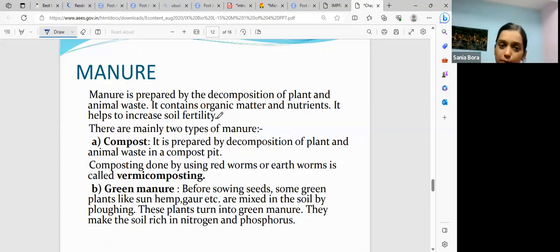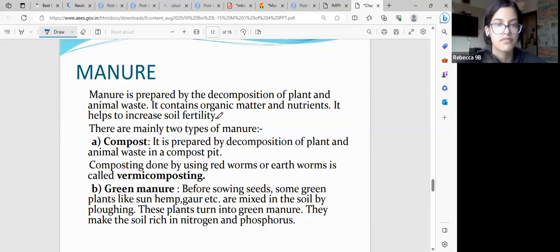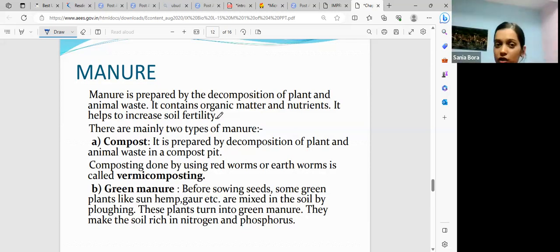Why manures are important: manures are important because they increase the soil fertility. Now, there are two types of manure. Again, the question is, what is manure? Manure is that organic matter and nutrient that increases the soil fertility. And what are the types of manure? There are two types of manure: one is compost and one is green manure.